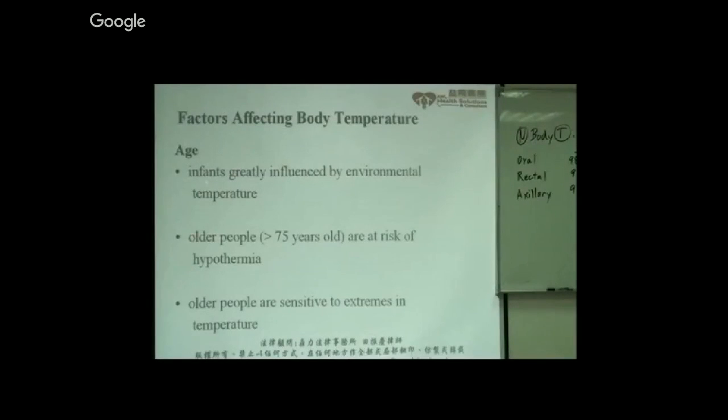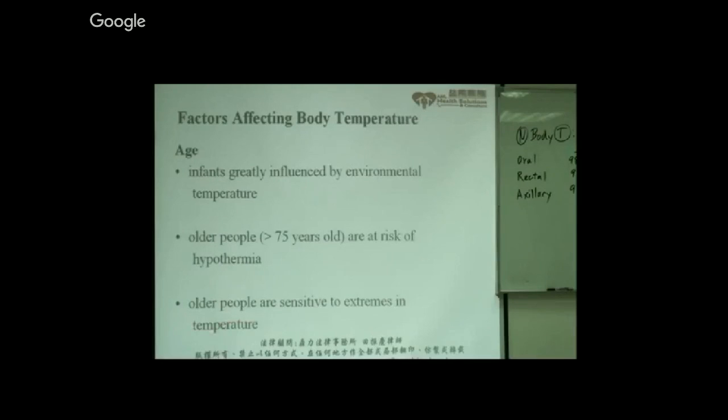Next, besides the infants, you also have to consider the elderly. People who are more than 75 years old are at risk of hypothermia. Hypothermia means low body temperature. Below how much? Below 36 means hypothermia. And older people are sensitive to extremes in temperature. They cannot tolerate very hot or very cold weather.